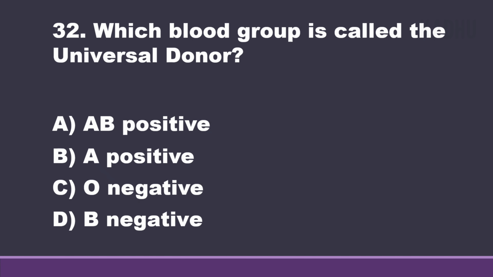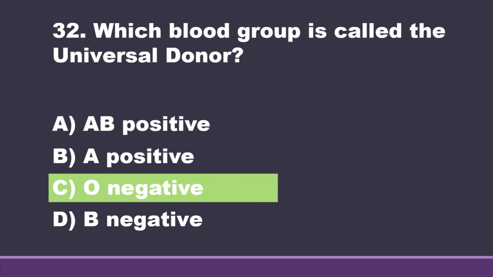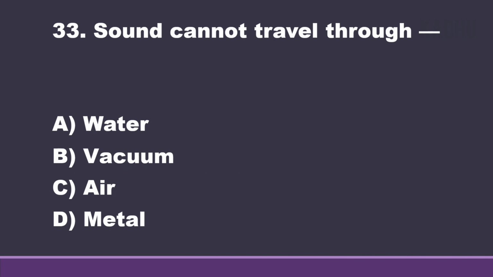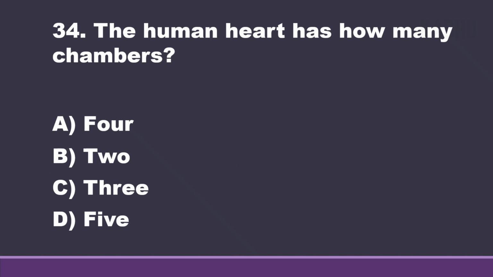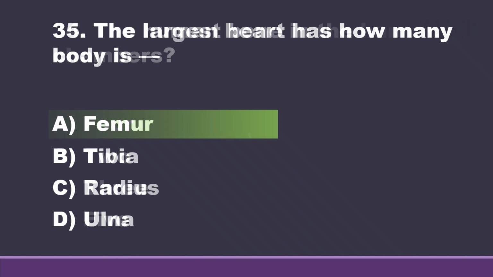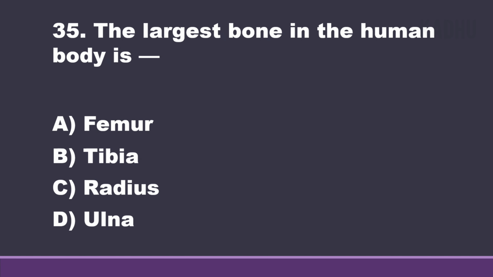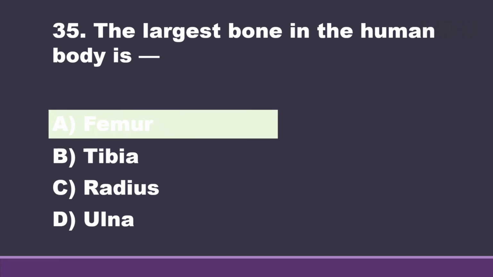Next question, which blood group is called the universal donor? So option C will be the correct answer. O negative is also called universal donor. Sound cannot travel through, as we all know, sound cannot travel through vacuum. So option B will be the correct answer. Next question, the human heart has how many chambers? So option A will be the correct answer. The human heart has 4 chambers. The largest bone in the human body is, so for this question, option A will be the correct answer, femur.